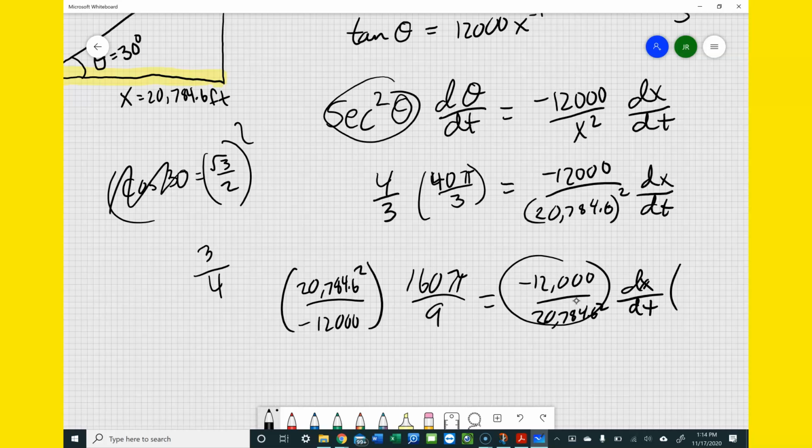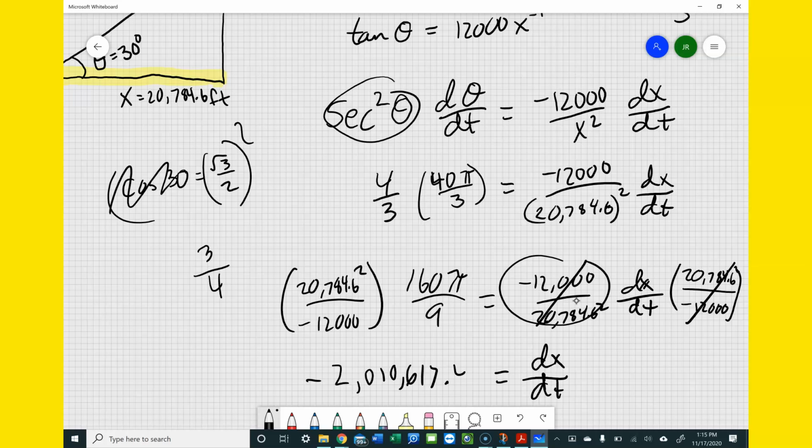It's because I'm trying to solve for dx dt. I'm trying to get that by itself. So that cancels that, and dx dt equals, I've got to do some calculator magic here. 20,784.6 squared divided by negative 12,000 times 160 times pi divided by 9 equals negative 2,210,617.4, and that's feet per hour.